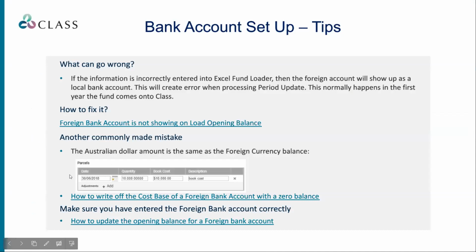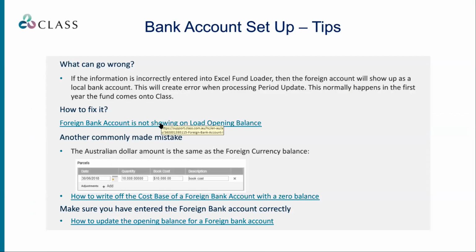So what can actually go wrong here? Sometimes if you're missing some information in the Excel fund loader, these particular foreign accounts will show more like a local bank account in the load opening balance. You generally won't see any issues until you run a PIR update, and the PIR update will say there's insufficient holding for these bank accounts.